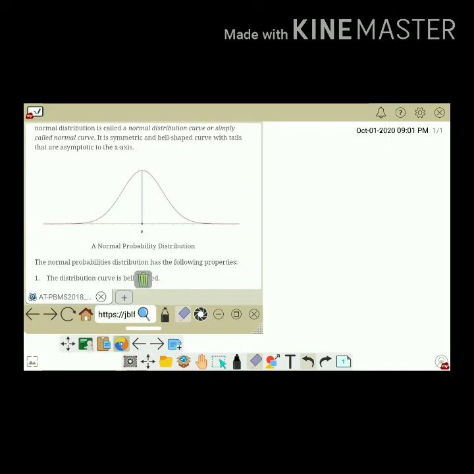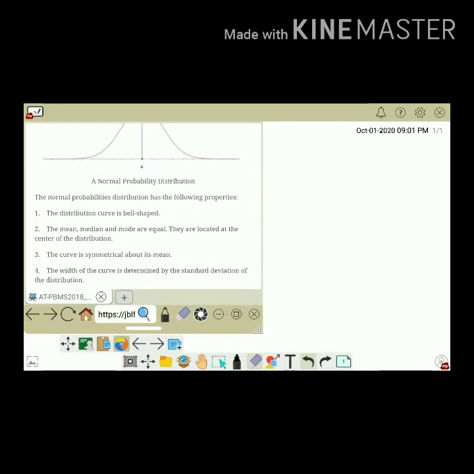Now here are the properties of the normal probability distribution. Of course, first, it is bell shaped. Another is that the mean, median, and mode are equal. Take note of that. They are located at the center, so the median and mode are represented by the mean, because again it is located at the center here. Next, the curve is symmetrical. I have already explained that one.